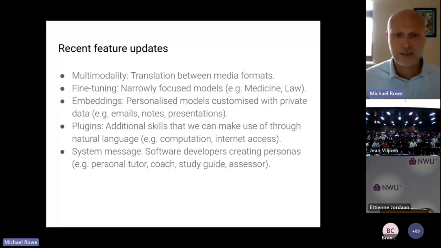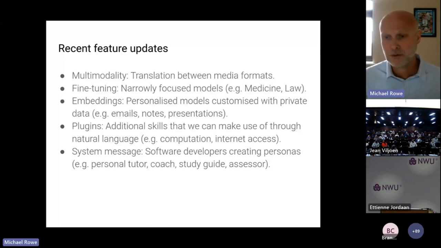Embeddings, I think, is going to be profoundly important for learning. This is where we see personalized models that are customized with private data. So if you have a version of these language models that are running on your own computer, open access language models are going to make this possible. They're actually already possible, but it's quite technical to set them up. At some point, companies are going to emerge that will make these things very simple, very trivial to install.